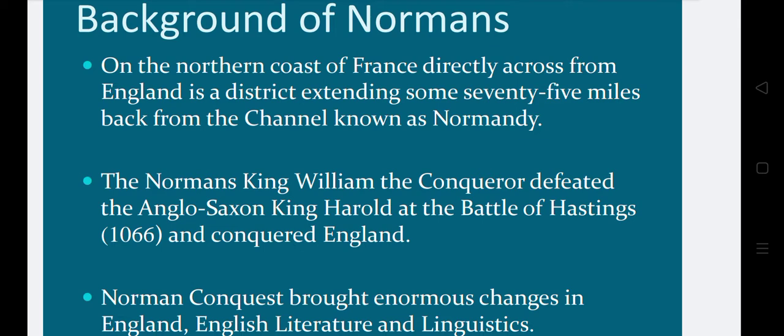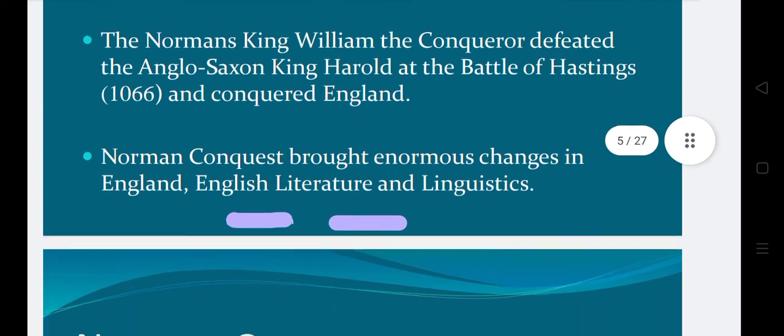On the northern coast of France, directly across from England, is a district extending some 75 miles back from the Channel, known as Normandy. Basically, the Normans were a tribe of people who evolved from that area known as Normandy. The Normans' king was William, known as William the Conqueror, who defeated the Anglo-Saxon king Harold at the Battle of Hastings in 1066 and conquered England.